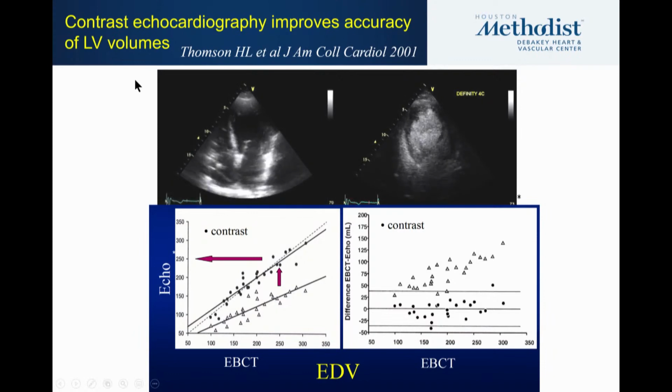And this is exactly what this group of investigators reported back in 2001 from the Mayo Clinic. They used EBCT as a gold standard, and notice that when contrast was given, not only was the correlation better, but now the line of identity was very close. The regression equation was very close to the line of identity. Without contrast, the volumes were very much smaller than with contrast. So contrast allowed for the volumes to get bigger and therefore be more in agreement with the EBCT standard.